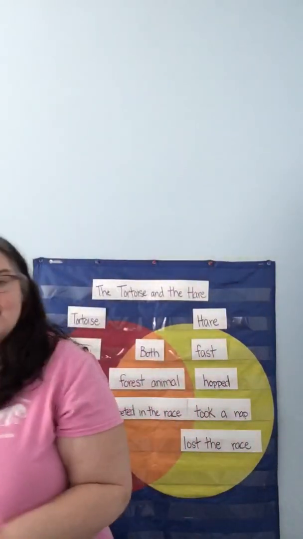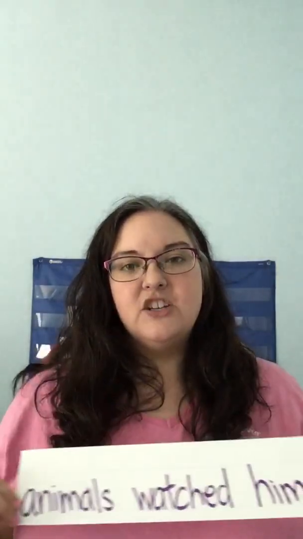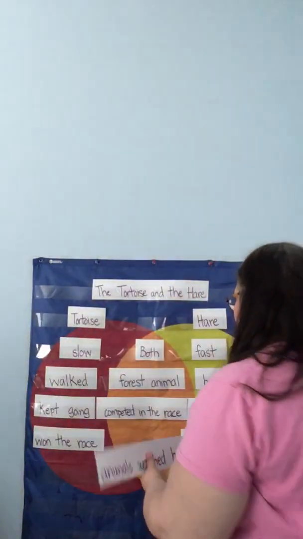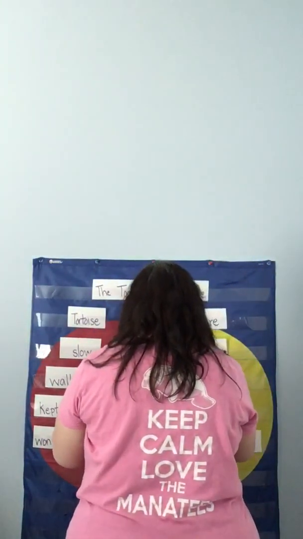I have one left. It might be kind of tricky. It's a long one. Which character had animals watching him in the race? Did the animals watch Tortoise? Did they watch Hare? Or did they watch both of them? They watched both of them. So I'm going to put it in the middle. Ooh, it's a little long.